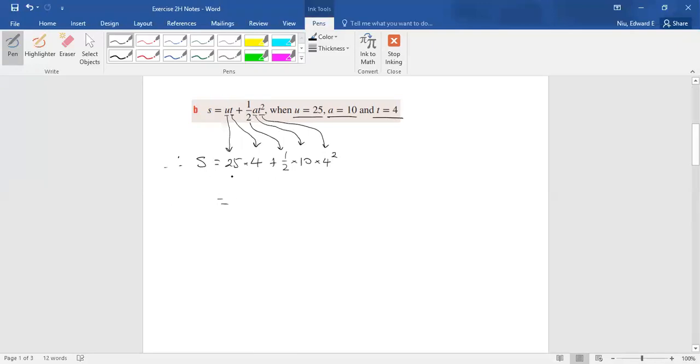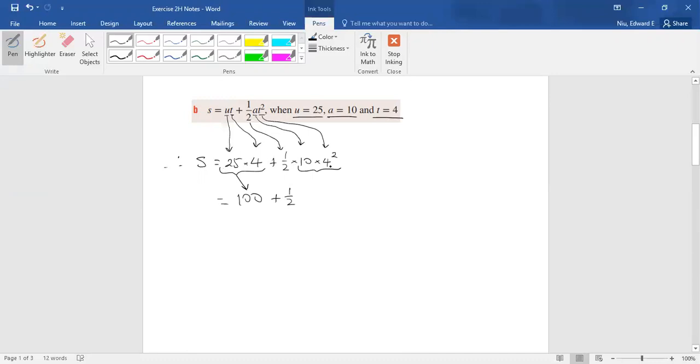So therefore, this equals, we know 25 times 4 gets us 100. Or you could just input this in your calculator, up to you. There's no right or wrong way to do it. We know we have to do the addition last. We know this part, well, 10 times 4 squared.